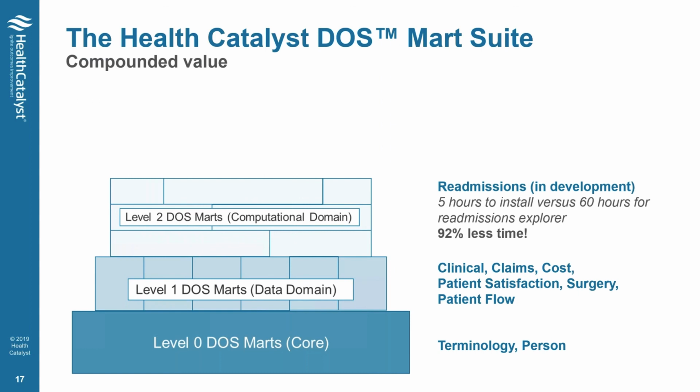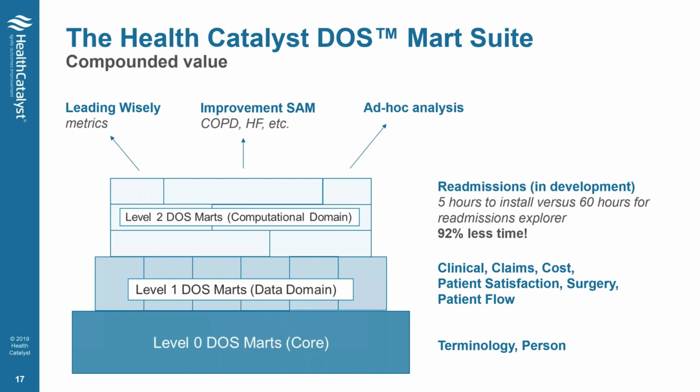And these are an emerging category for us. We spent a lot of time over the last year or two developing and deploying the level 1 Dosmarts. And now we're starting to reap the rewards by developing things like our readmissions Dosmart, which will be out later in the spring, that's based entirely on content in level 1. And because it's based on content from level 1, it only takes 5 hours to install versus 60 hours for an equivalent backend to our readmissions Explorer application. That's 92% less time in installing and configuring this data mart. So expect to see more and more content delivered on top of Dosmarts from Health Catalyst.